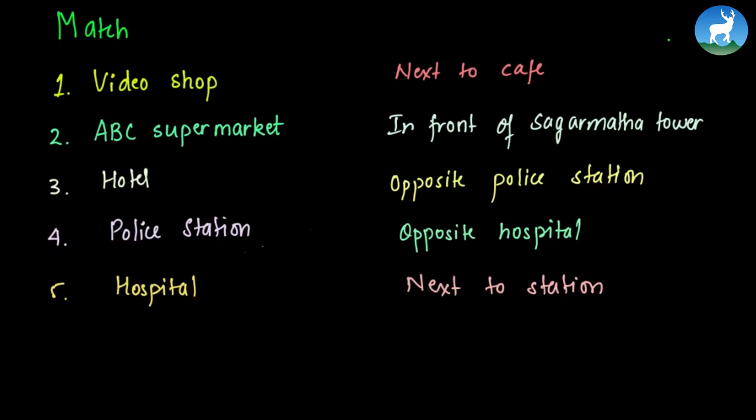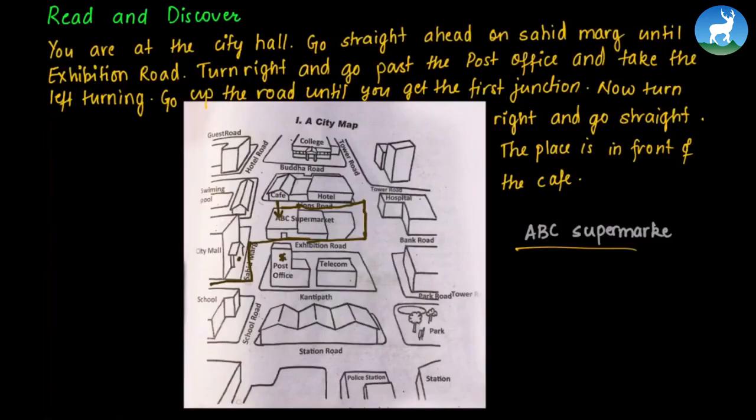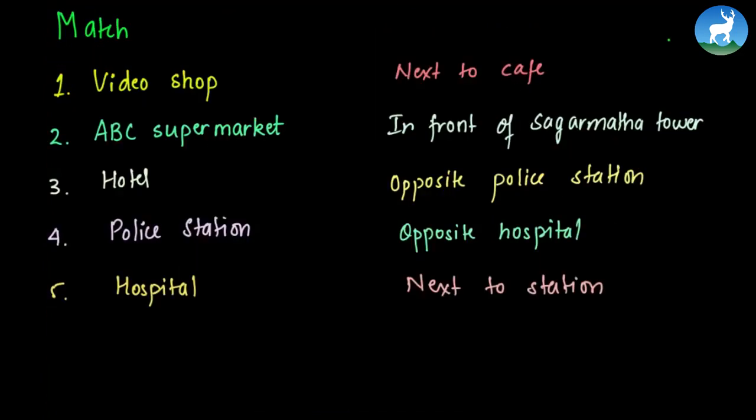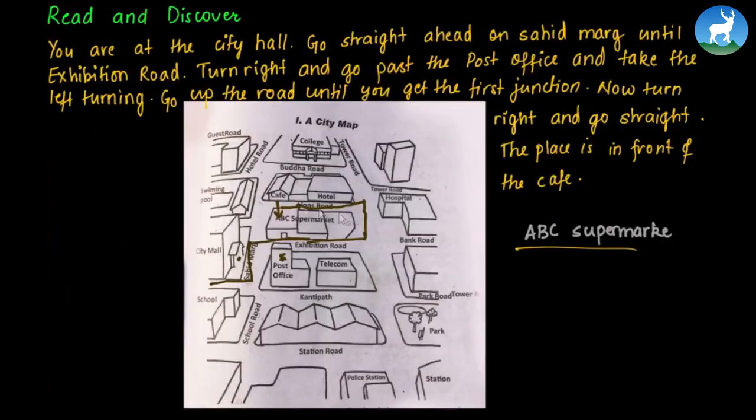Next we need to match the following locations. We need to match these places with the location. First, we need to locate the video shop. Now let's go back and look at the map once again. We do not have any video shop in the map. Next, we will look at ABC Supermarket. So here we have the ABC Supermarket.